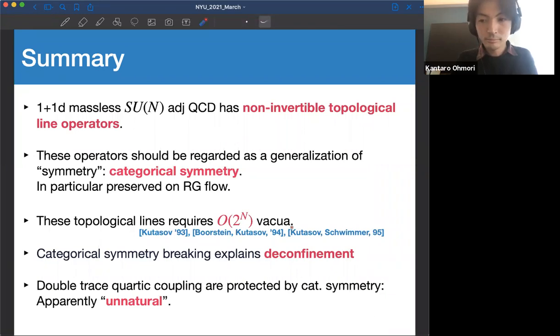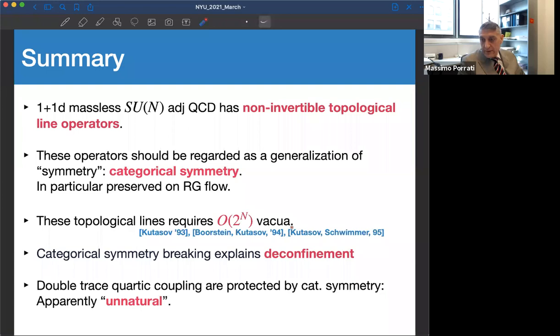Thank you. Do we have other questions? So can I ask a very simple one? A very simple example of a structure that doesn't have an inverse is a semigroup, like a contraction semigroup, Euclidean evolution. But categorical symmetries are different, right? So what is the difference with, say, a semigroup?